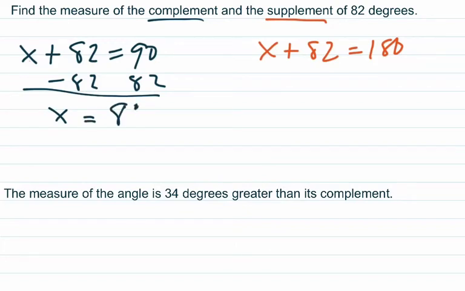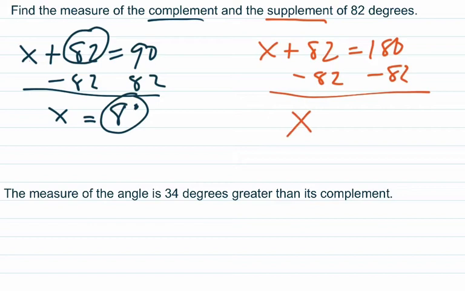So the complementary angles would be 82 degrees and 8 degrees. Over here, same steps. I moved that 82 over, subtracted from both sides, and here the supplement would be 98 degrees. So 82 and 98 are supplementary angles.